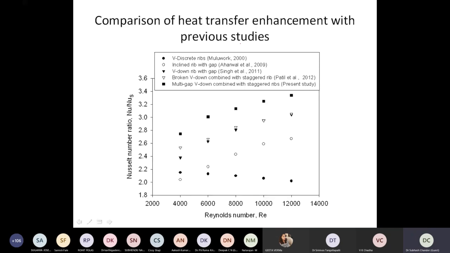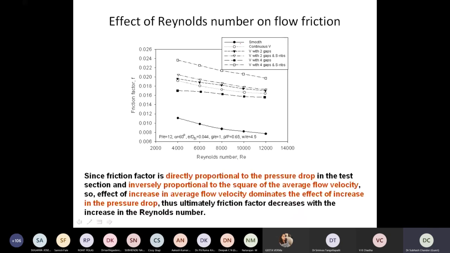So enhancement, you can see the dark blocks, right? In our case, it was quite high as compared to the other studies. It means the Nusselt number was expected, but the Nusselt number is not the only criterion; it can be misleading. That's why we decided to go for the friction factor calculation. So we saw how the friction factor changes with Reynolds number.